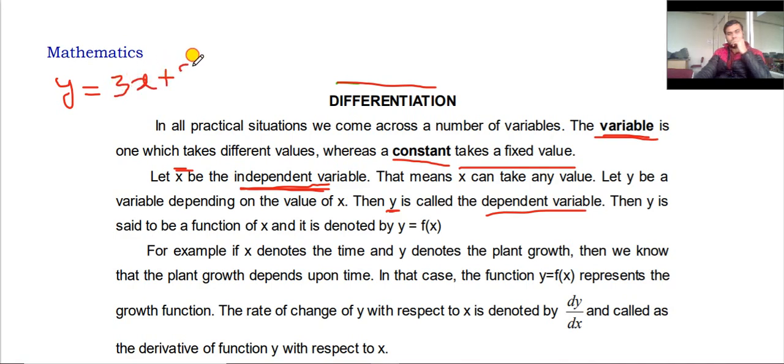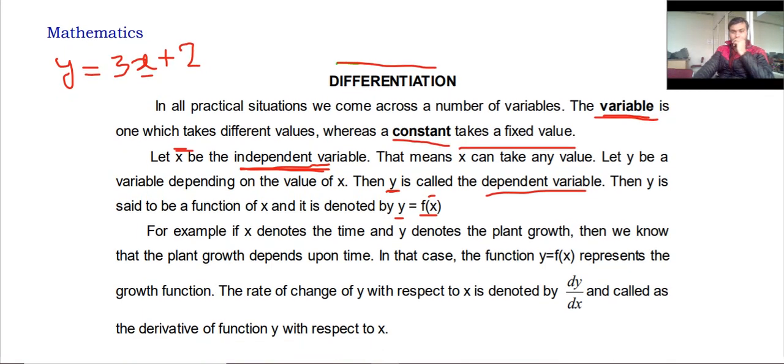If I choose the value of x as 1, then the answer is 5. If I take the value of x as 2, then the answer is 8. So the value of y continuously changes when we change the value of x. So we say that y is a function of x, and we write that statement as y is equal to f(x). It means if we change the value of x, then the value of y will change.